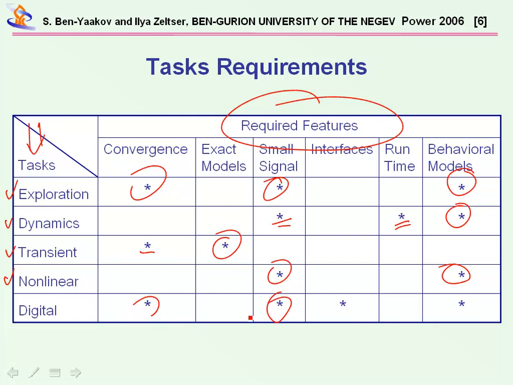And finally, for digital, we have the question of convergence. We'd like to be able to look at the small signal because our design is based on the frequency domain. Interfaces are very important for digital simulators, or discrete simulators like MATLAB, and behavioral models for implementing a nonlinear control.